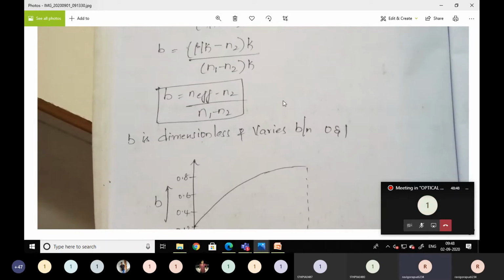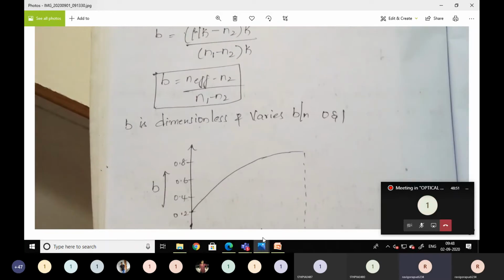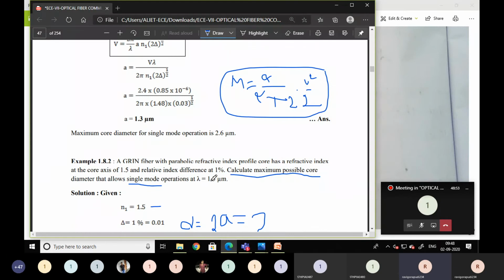This is another parameter, effective refractive index. Go for the last parameter.